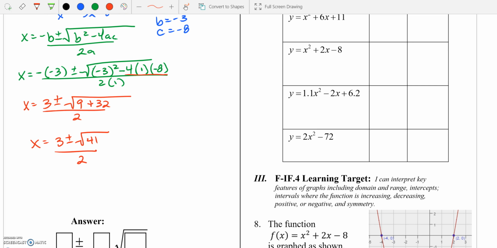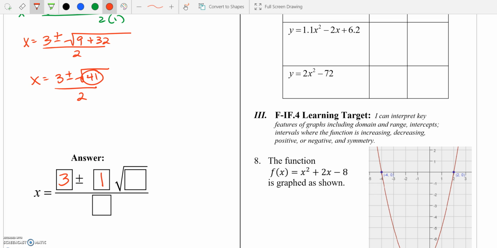This problem is done because there's no perfect square that goes into 41. 41 isn't a perfect square, so we have our final answer. So down here in our boxes we have 3 plus or minus the number out front, which is just a 1, 41 over 2. On the test, you can leave it just like that.